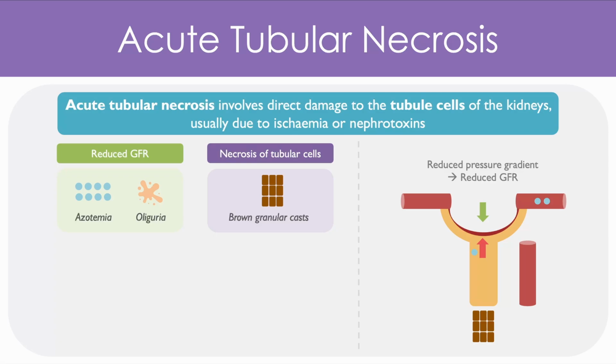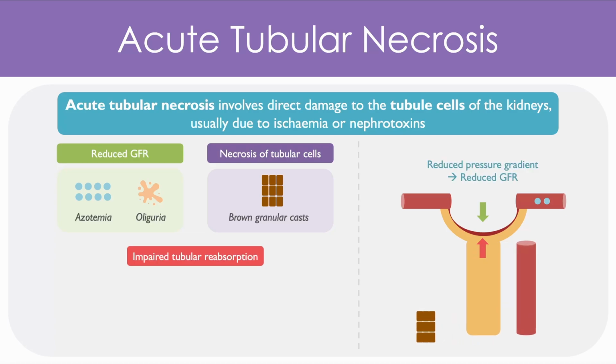Another key difference of acute tubular necrosis compared to acute glomerulonephritis is that the tubules themselves are directly damaged, which impairs reabsorption. To show this, the dead cells essentially line the sides of the tubules, and as a consequence, molecules such as sodium and urea are unable to be reabsorbed across these dead necrotic cells.